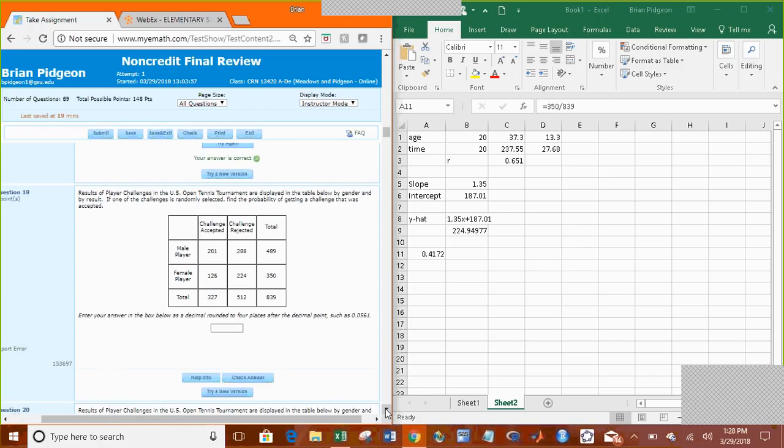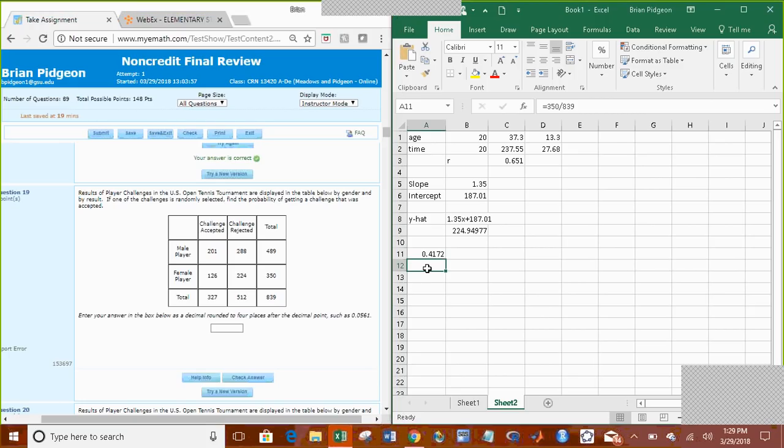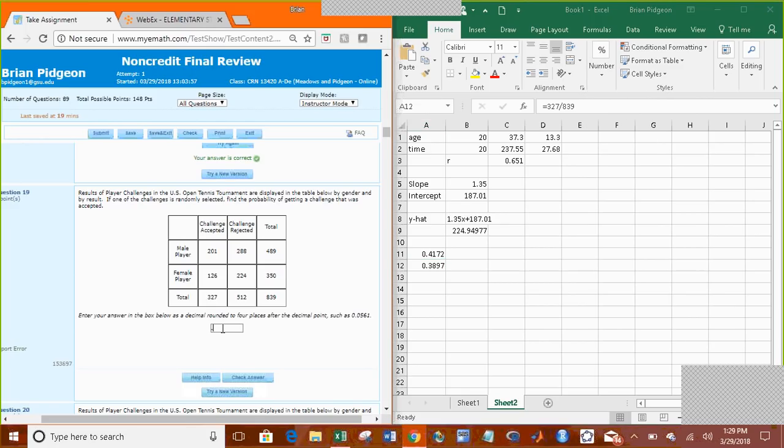Alright, same question, but we want to know if one of the challenges is randomly selected, find the probability of getting a challenge that was accepted. If you look at the table, the challenge was accepted in that first column 327 times out of a total of 839. And then to 4 decimal places, that's 0.3897.